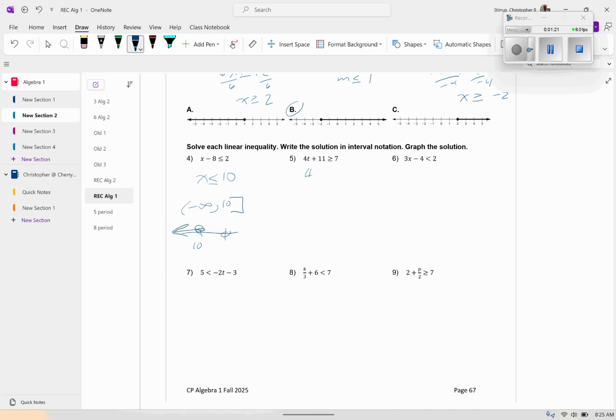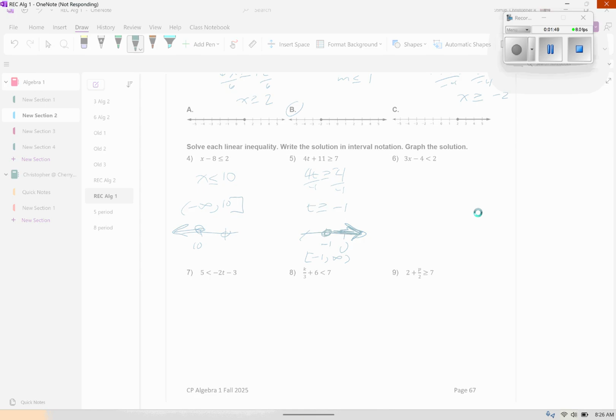This one, subtract 11 from both sides. That's -4 divided each side by 4. So that's going to be solid dot at -1, shading this way. Square bracket from -1 to infinity. Okay, this should help you along with some of those.